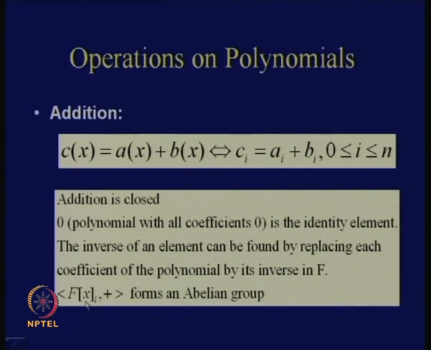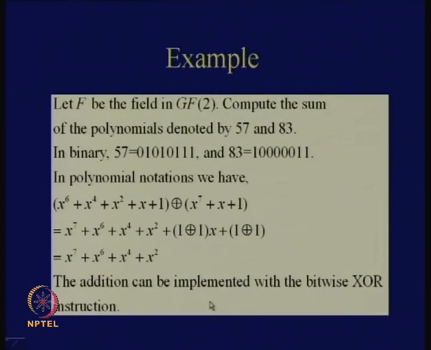And then we say that F[x] suffix l, because I have already defined what F[x] suffix l means, this set of polynomials with degree l under the operation addition forms an abelian group. Why an abelian group? Because it is also commutative, that is, a(x) plus b(x) is equal to b(x) plus a(x). So what about multiplication? It is not so straightforward in the case of multiplication, but before going into multiplication, let's consider one example for addition.